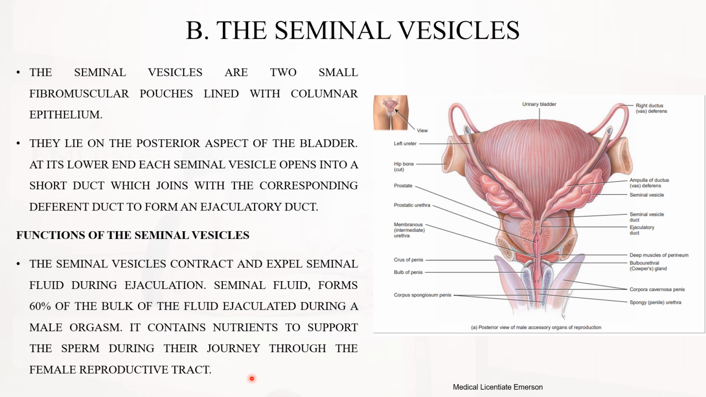That is semen. But the seminal vesicles produce the fluid part, the seminal fluid, which forms 60% of the fluid ejaculated during a male orgasm. And this same fluid contains nutrients to support the sperm during its journey through the female reproductive tract. So the seminal fluid has nutrients, in short. But those nutrients have to be used by the sperm cells during their journey.